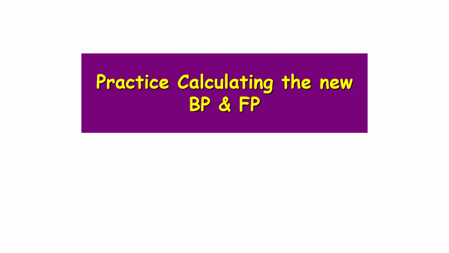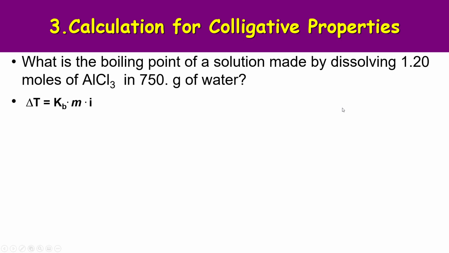If you guys look at your companion worksheet, we're going to take off with question number 3. Question 3 says, what is the new boiling point of a solution that is made by dissolving 1.20 moles of aluminum chloride in 750 grams of water? Pause the video now and see if you can determine what the new boiling point of this solution is by using this formula here. All right, I hope that wasn't too bad for you guys. Let's take a peek at how we did.